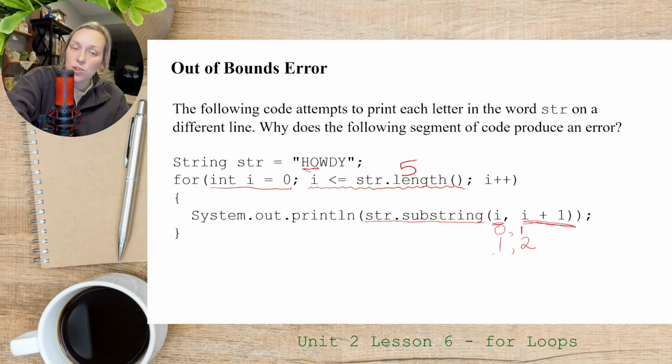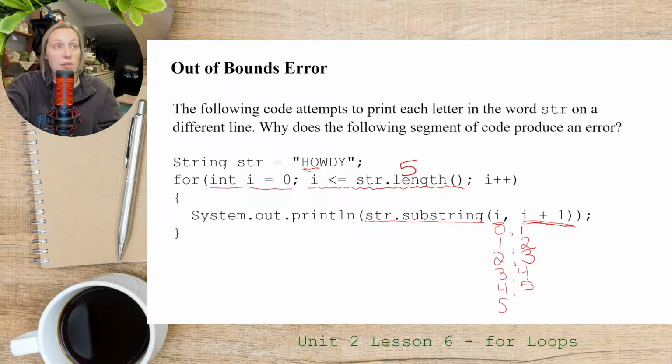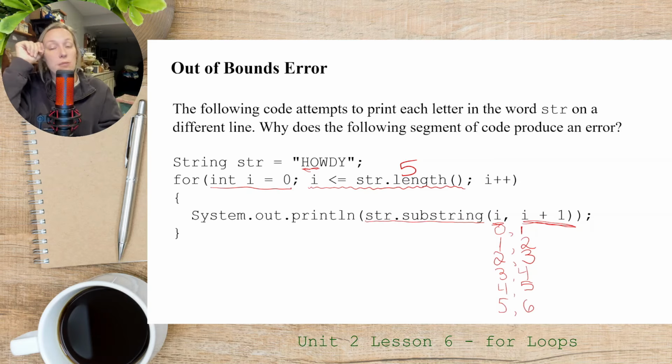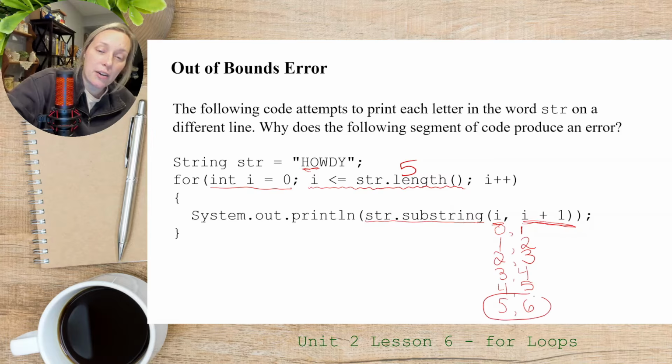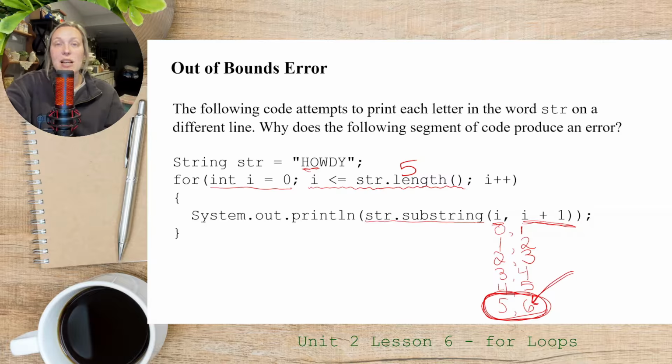i increases to 2. 2 is less than str.length. So then we got 2, comma 3. Next, we got 3, comma 4. Then we got 4, comma 5. And then i becomes 5. 5 is less than or equal to 5, so my loop runs. And I got 5, comma 6. But what is the substring of 5, comma 6? Okay. This is where an error occurs, right? Because what are you trying to do within this right here? 6 is not a valid index, okay? Technically, 5 isn't an index, right?